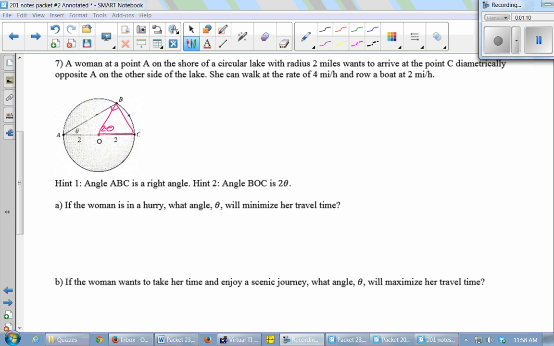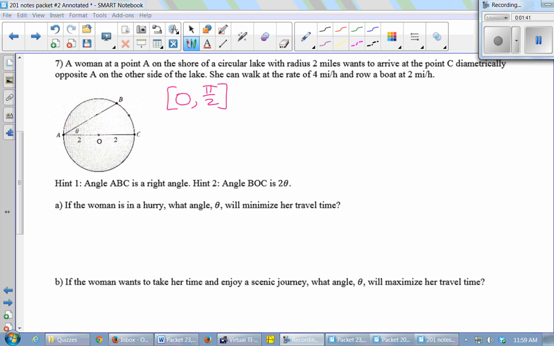Okay, so the smallest her angle theta could be would be 0 if she just rows directly across the lake. So theta, the smallest it can be is 0. And if she were to walk all the way around the lake, that corresponds to a theta value of pi over 2. So in that interval, we want to minimize and maximize travel time.